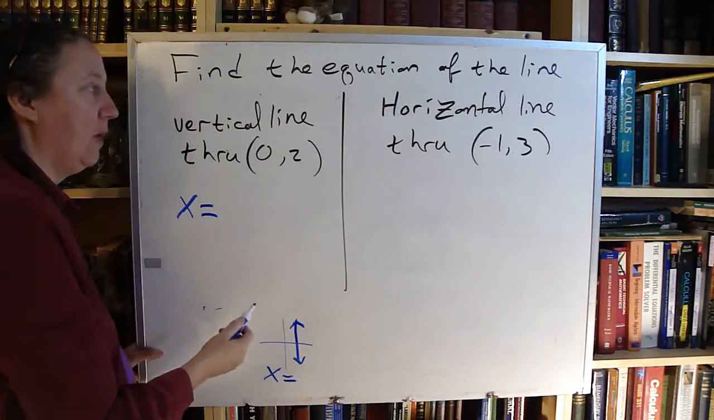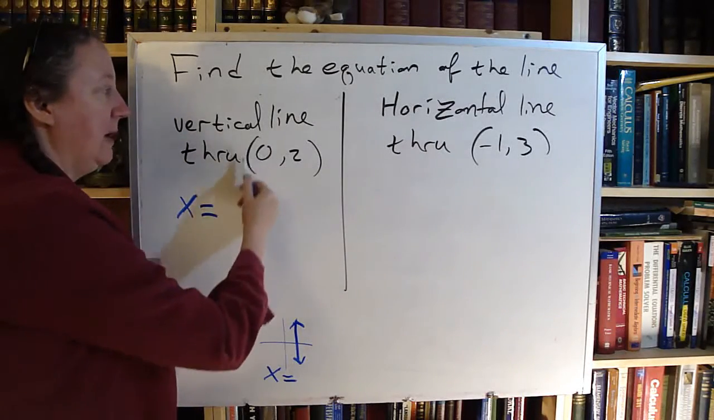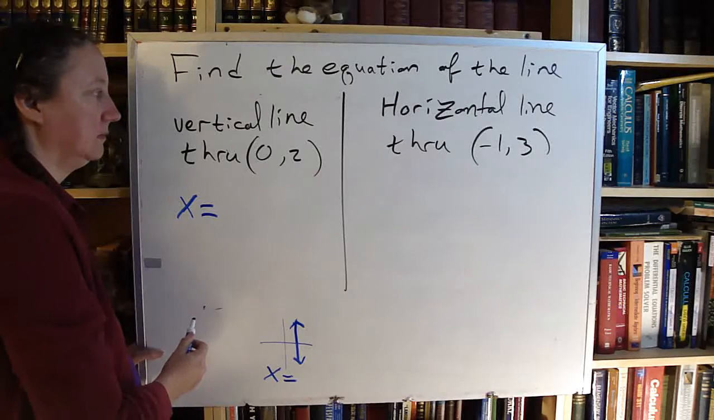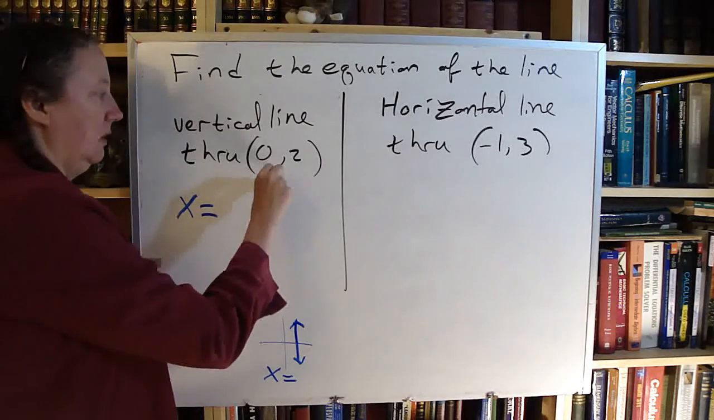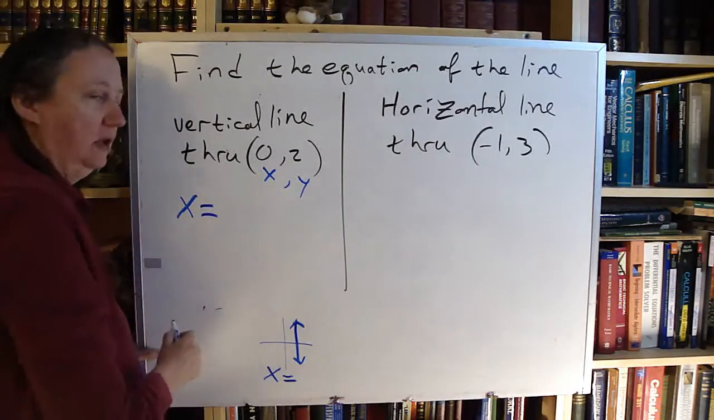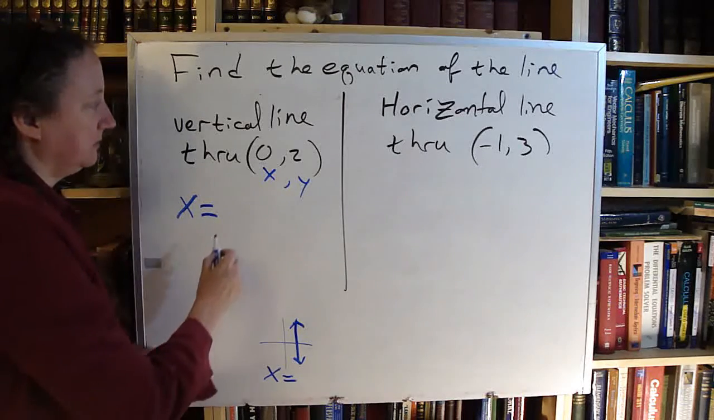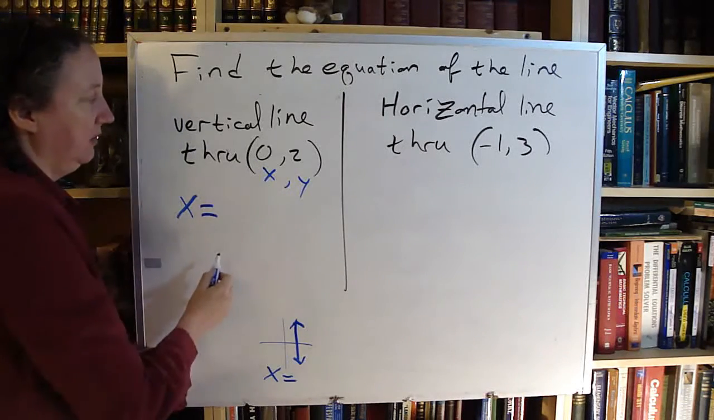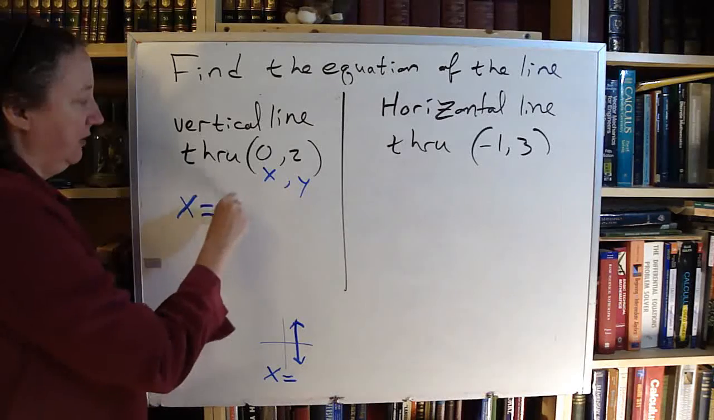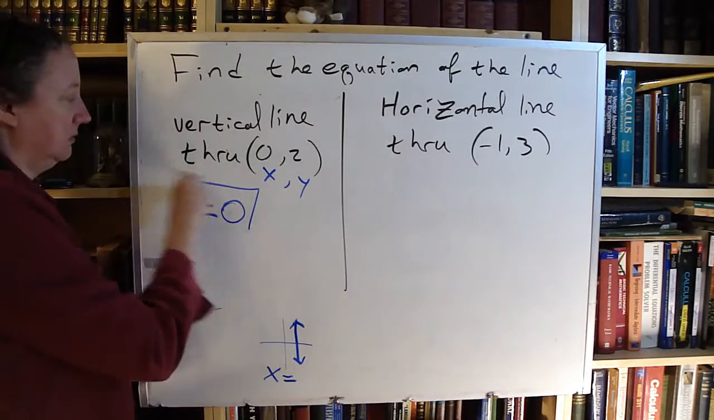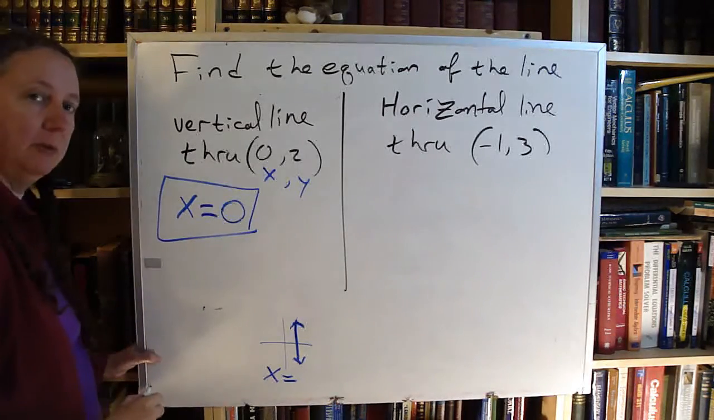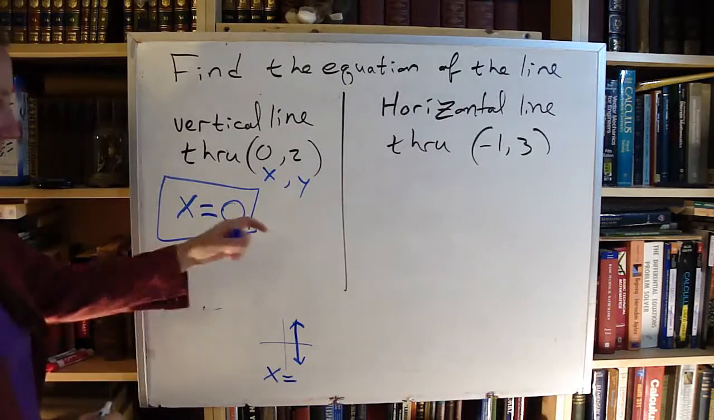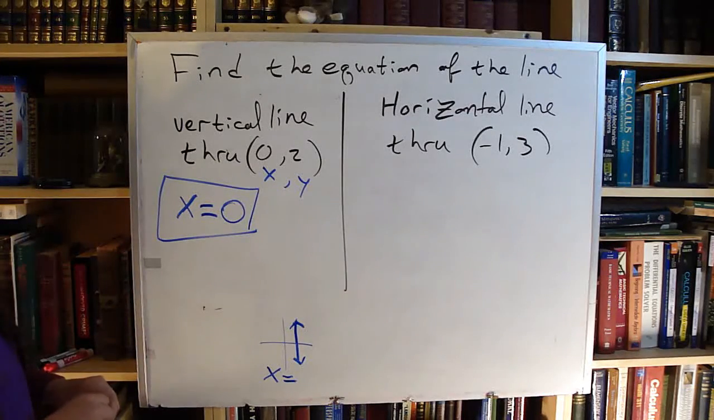and then I have to figure out what is my x value of my ordered pair. X comma y. It's always x comma y. So x is 0. So therefore x equals 0. That problem is done. Going to the other side here.